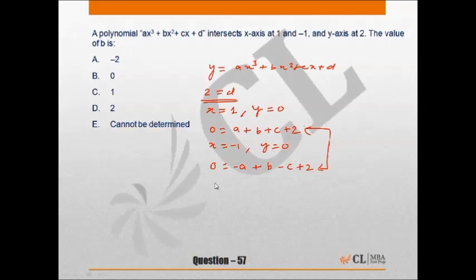So adding these two equations, we get 0 equals 2b plus 4. From here we get b equals -2. Therefore option A is the correct answer.